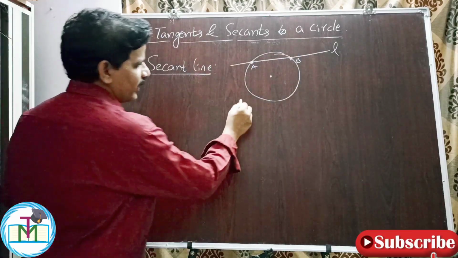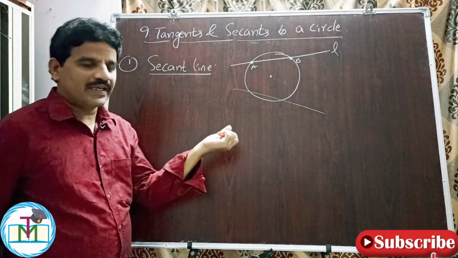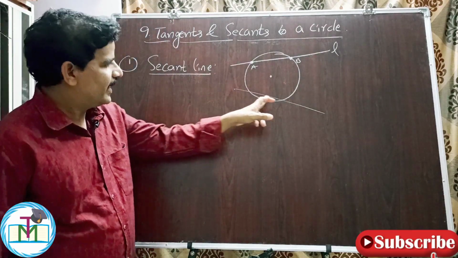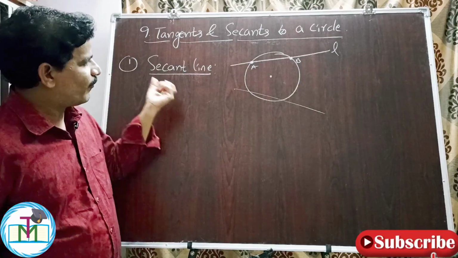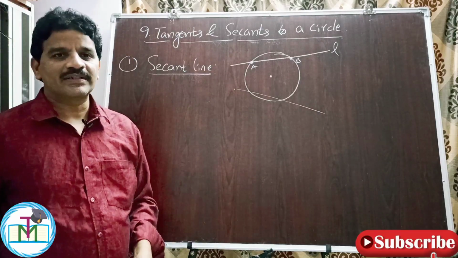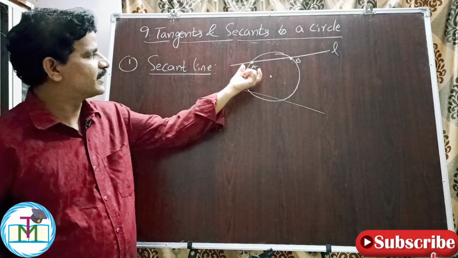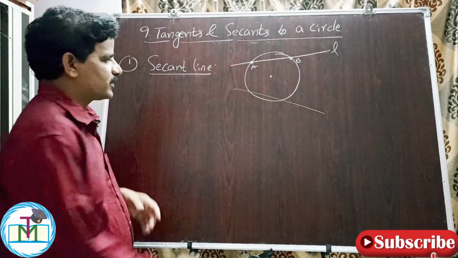Similarly, if I take one more line here, this is also a secant line. It intersects the circle at C and at D. So we can have infinite secant lines to a given circle, whenever the line intersects the circle at two distinct points.